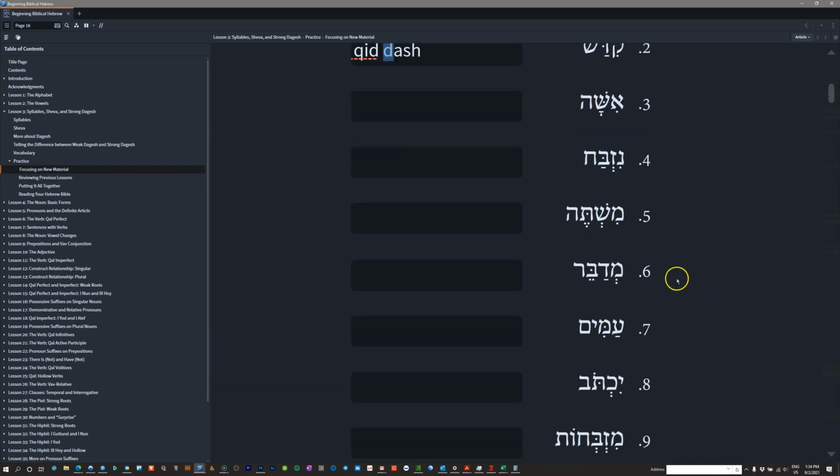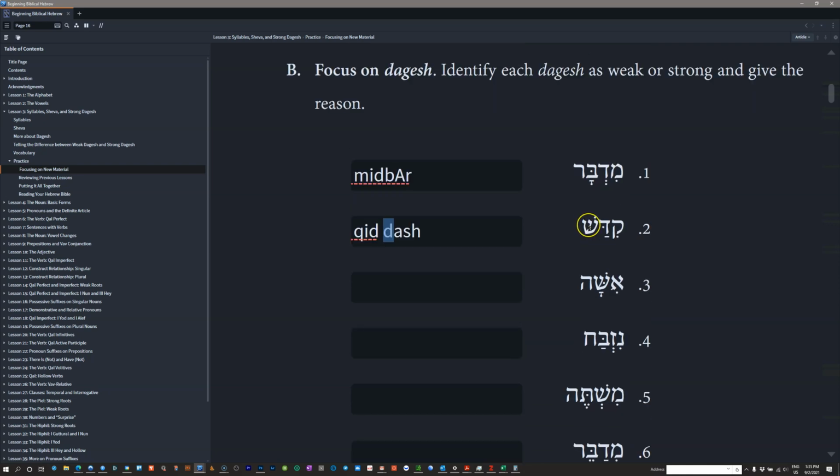All right, let's do one more here, number 5. Mishte. Again, this comes down to the shava. Is the shava vocal or silent? It's silent because it's preceded by a short vowel. Therefore, there is no vowel here. So this letter, the Dagesh letter, is immediately preceded by the consonant sound of the shin. That makes it weak. All right, so hopefully that's helpful for you.